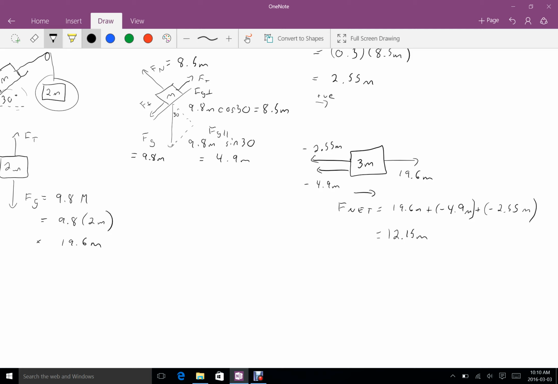And now I can use F net equals MA. I'll use a capital here just to make sure that I don't confuse it with the little a. And that's equal to 12.15 m. The total mass of the system is 3m, and I have the acceleration. M cannot equal 0, so I can cancel mass on either side. And the acceleration of my system is going to work out to 4.05 meters per second squared.